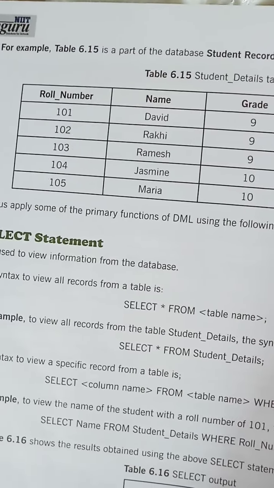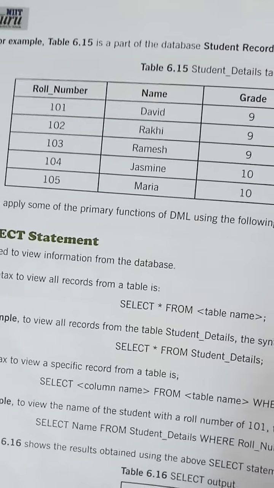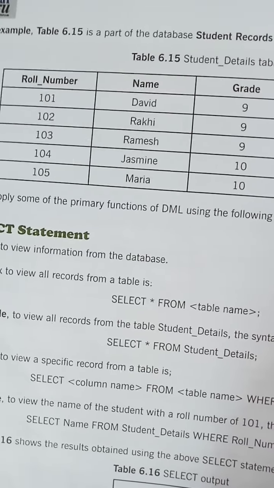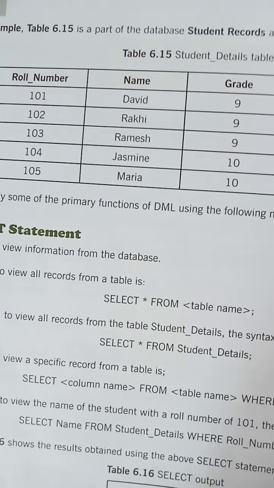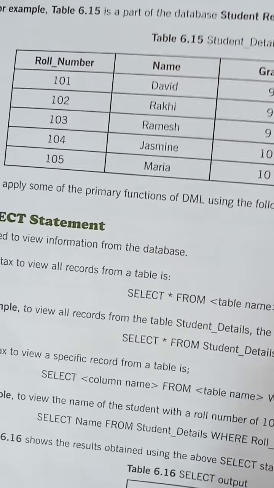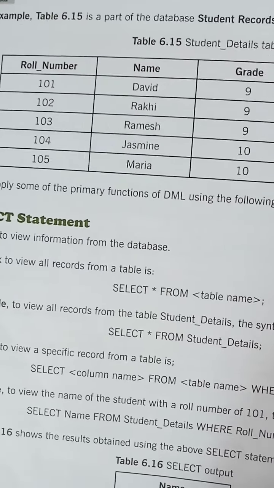Each and every value you have to write in inverted commas. So within inverted commas 101, then comma, within inverted commas David, comma, within inverted commas 9, then 75. Press the enter key, so this value will enter.